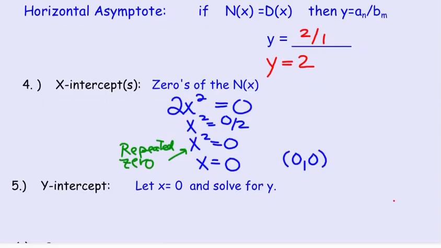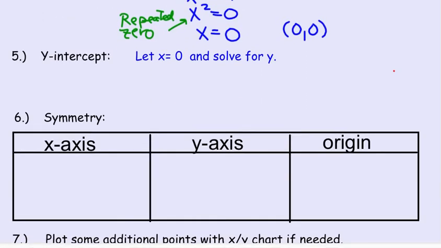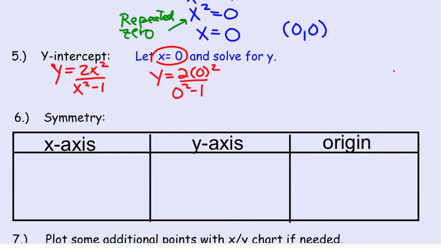I'll scroll back down. Remember, this was my function. I'm just replacing it with a y. Then I have 2x squared over x squared minus 1. We're going to let x equal 0. Simplify it, 0 over negative 1 is 0. So we have a y-intercept of 0, 0.